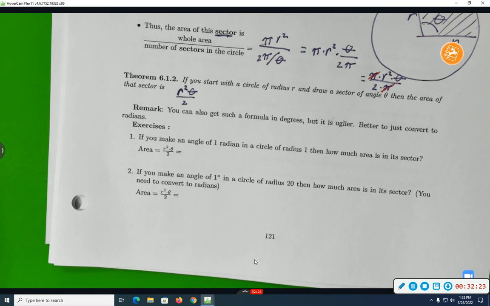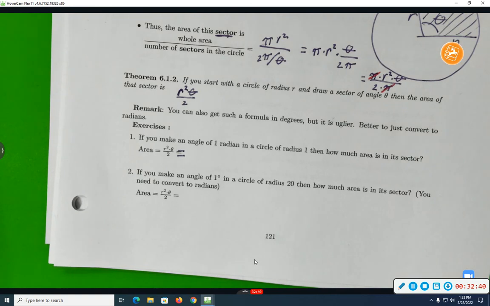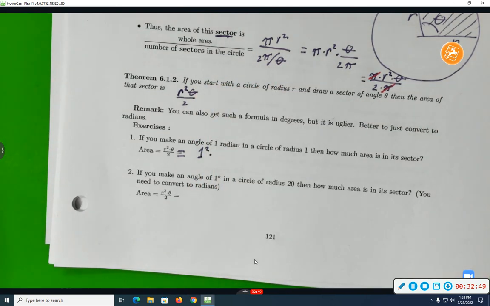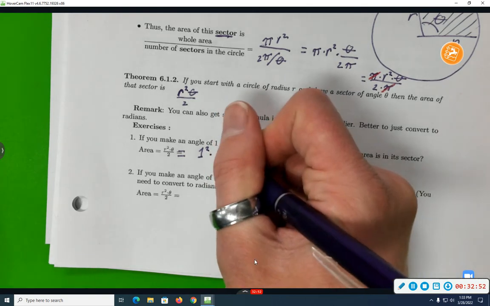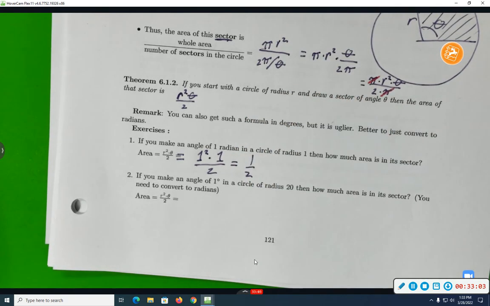So suppose you have an angle of 1 radian inside a circle of radius 1. How much area is in that sector? Well, we have a formula. It's r squared theta over 2. What is the radius in this problem? 1. So it's 1 squared times theta. How big is theta? 1. And then I divide by 2, and that simplifies to 1 over 2. Yeah, a half. Awesome. That seem nice enough?